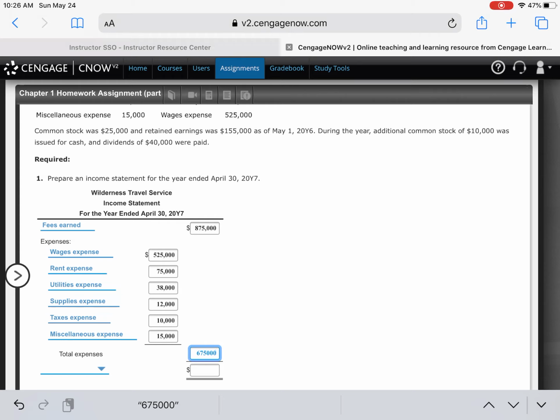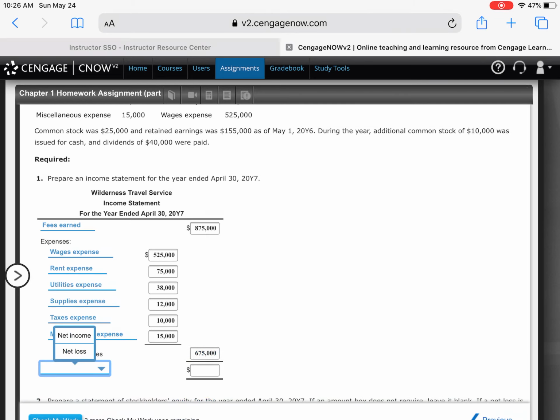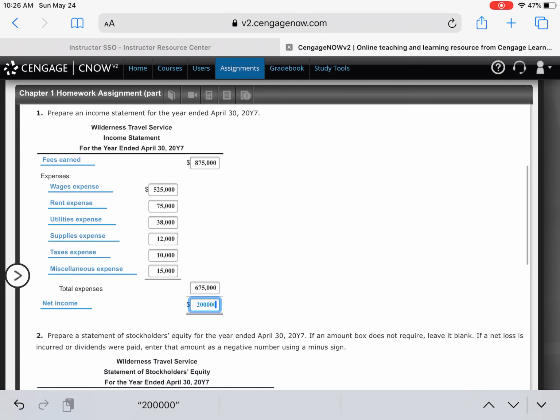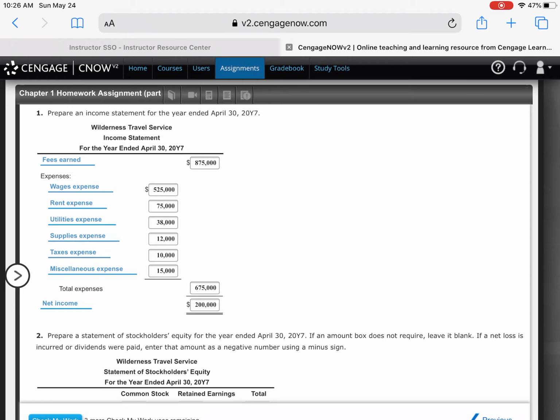We now need to determine if we have a net income or a net loss. So we have a net income when our total revenues exceed our total expenses. We have a net loss when our total expenses exceed our total revenues. In this case, we've earned $875,000 in revenues, and we had total expenses, representing assets that we've used, of $675,000, which means we have a net income of $200,000. Again, we always need the last item that is listed in a financial statement to help us put together our next financial statement. So our net income is going to affect our statement of stockholder equity.